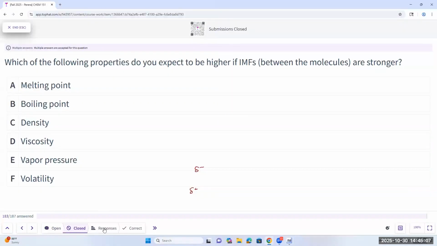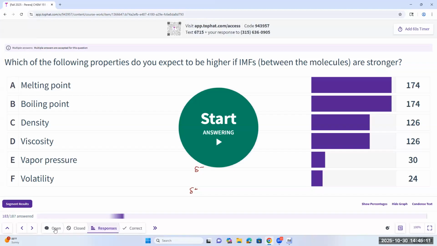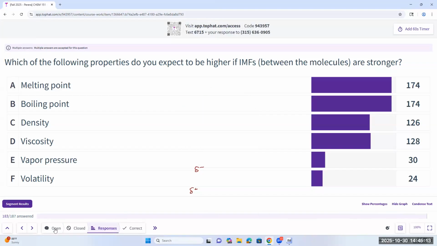Okay. I'll reopen the question. But do we have any questions, concerns, comments at this point? All right. Now we know these properties have to do with intermolecular forces, and the intermolecular forces have to do with the partial charges. Oh, Ronaldo is back. Hi, Ronaldo. You missed the first part.